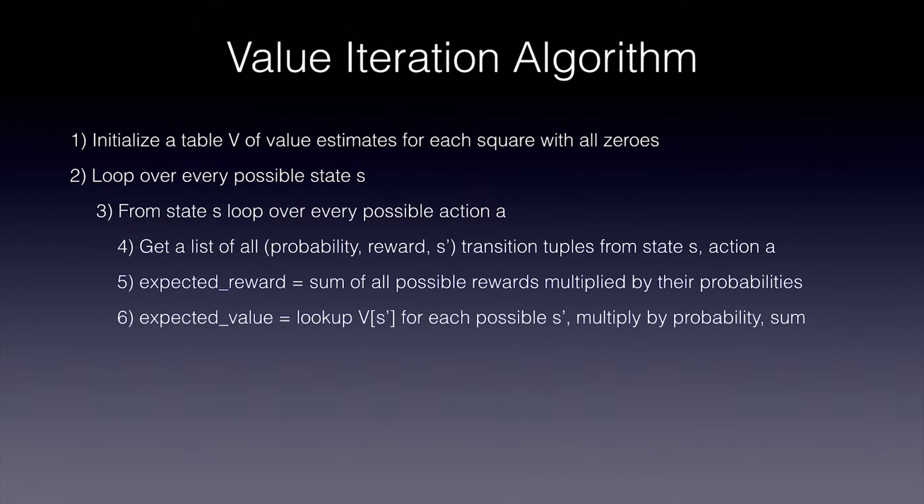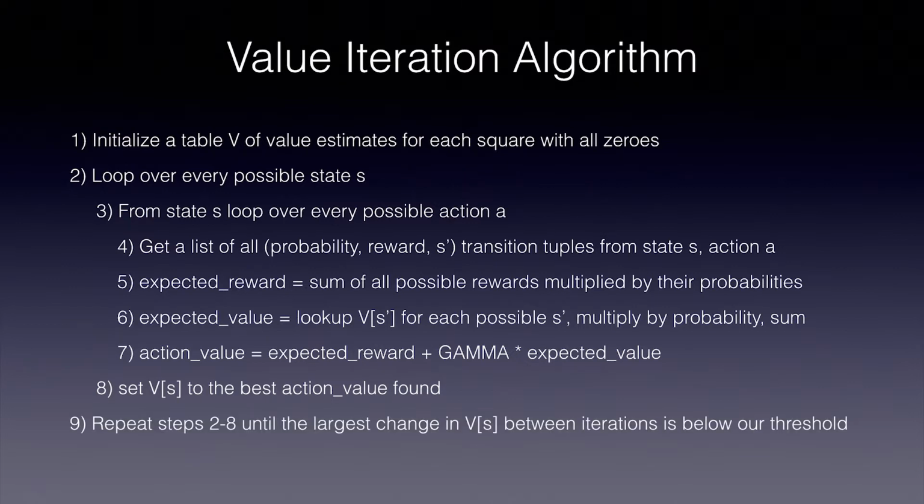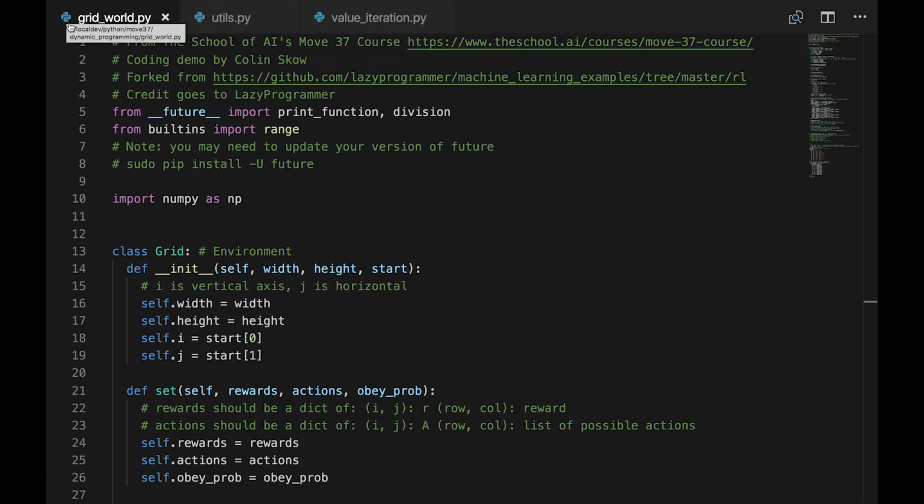7. We set action value to the expected reward plus gamma times the expected value. 8. We set V of S in our lookup table to the best action value found. Now this is exact application of the Bellman equation. Number 9, we repeat steps 2 through 8 until the largest change in V of S between iterations is below the threshold we set. Alright, now let's take a look at what this looks like in Python code.